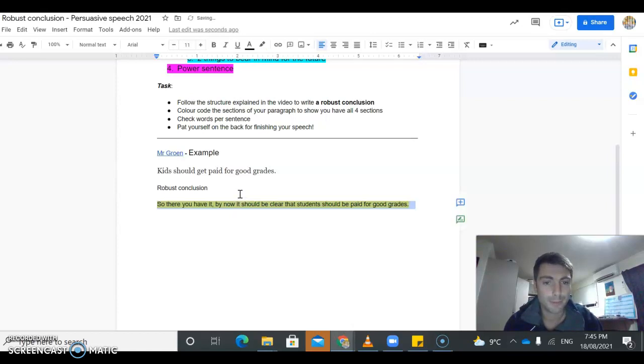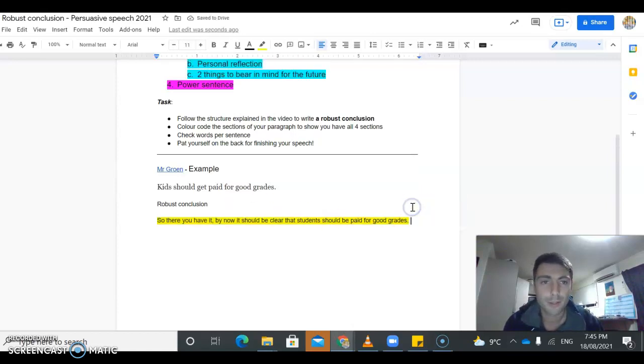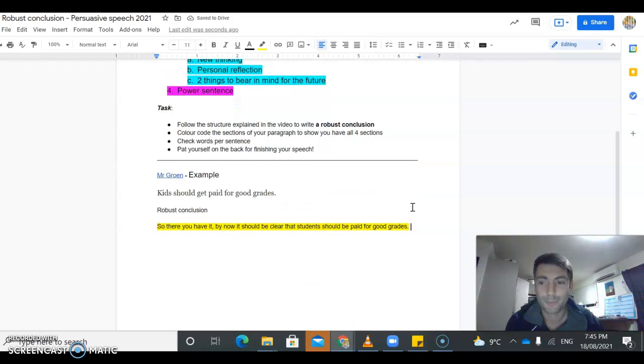The first part is this. Restating my argument. This is very simple, guys. All you need to do is restate what your topic was and what you're speaking about. So there you have it. By now it should be clear that students should be paid for good grades. Simple as that.